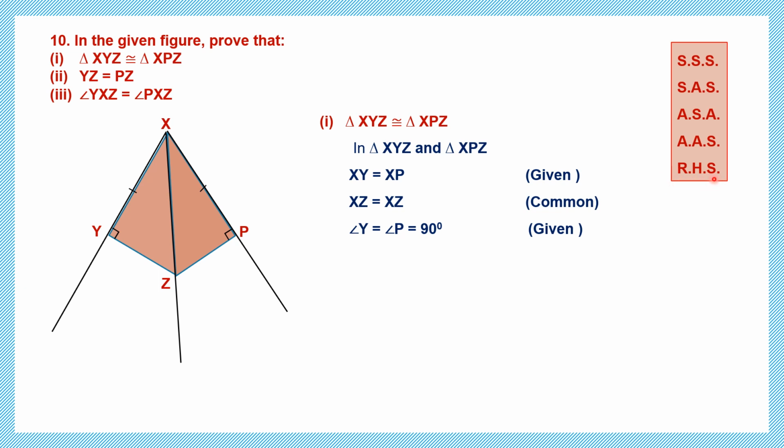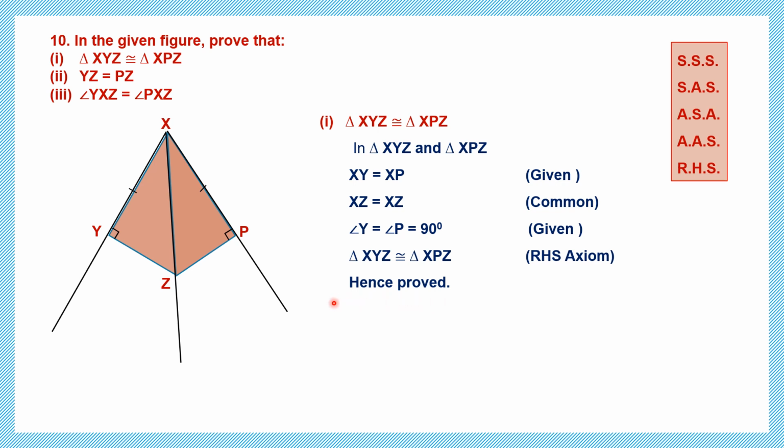Now let's look at the other side. The other side, XP is equal to XY. So that is also equal. So now we can say that R, H and S are equal. That means these two triangles are congruent. So here triangle XYZ is congruent to triangle XPZ by the RHS axiom, and hence we have proved it.